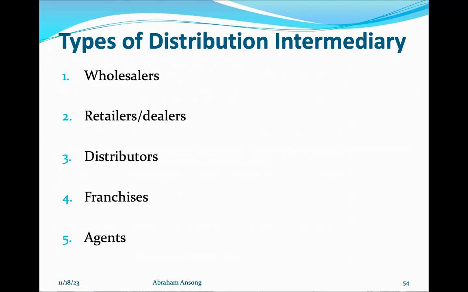Okay, so these agents can play specific roles in helping products move from manufacturers to end consumers. So, for example, we could have shipping agents. They have the role that they play. We have customs agents, we have sales agents, and we have several other types of agents that play a critical role in the supply chain management process. Okay, so these are the types of distribution intermediaries that we may have. So we may have wholesalers, retailers or dealers, distributors, franchises, then we have agents.